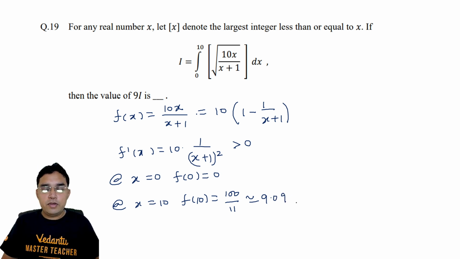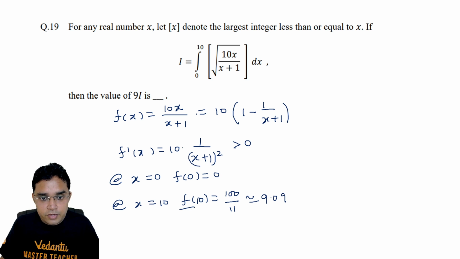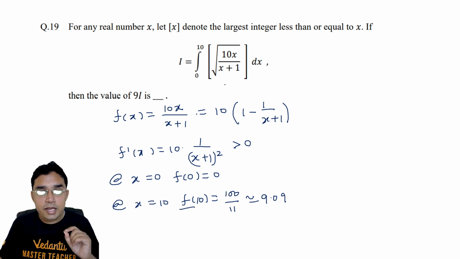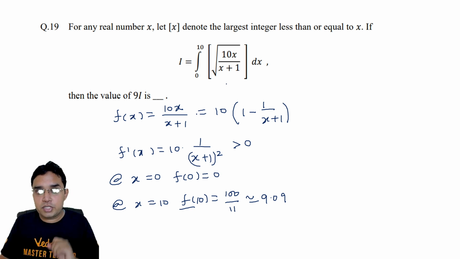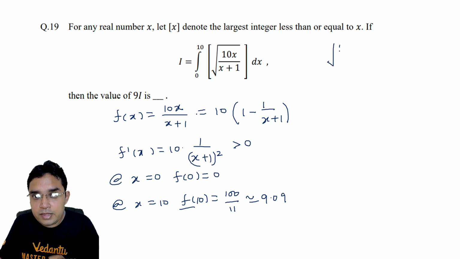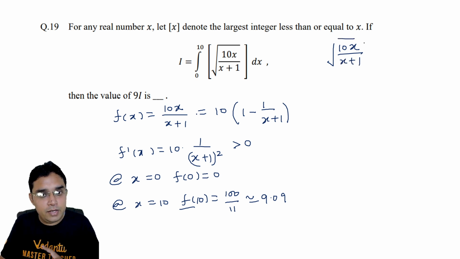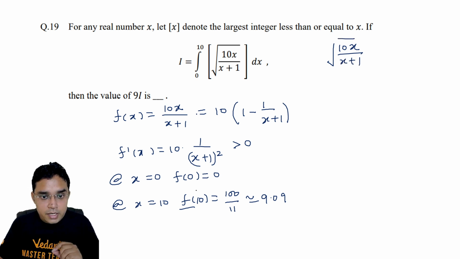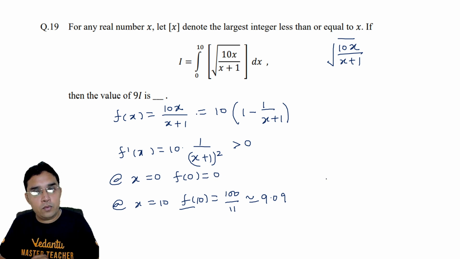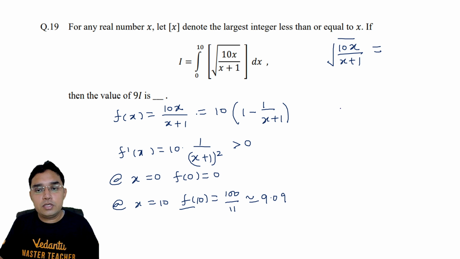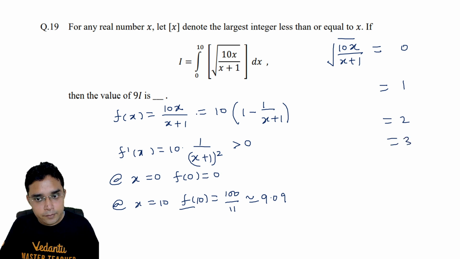So the square root of f(10) will be slightly bigger than 3. Now because we are given the greatest integer function on some function, we have to understand when this square root of 10x/(x+1) will take integral values. Because the f function is taking values from 0 to 9.09 only, the integral values for this function will be either 0 or 1 or 2 or 3.